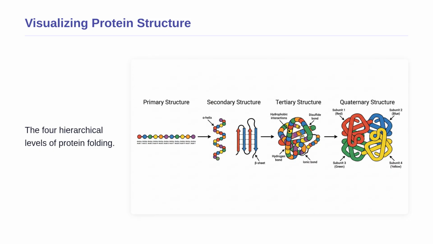Next, the tertiary structure shows the overall three-dimensional shape of a single polypeptide chain. Finally, on the far right, the quaternary structure illustrates how multiple folded chains, or subunits, assemble together to form a complete functional protein complex.